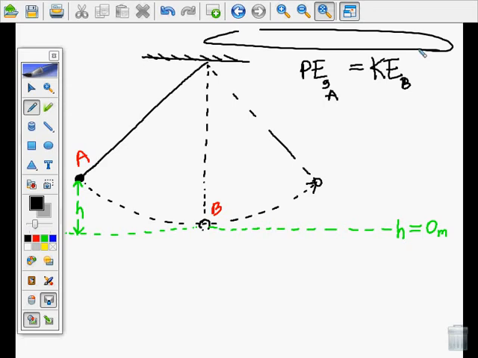Okay? And then the potential energy formula is mgh, and the kinetic energy formula is 1/2 mv squared. And notice the mass is going to cancel. The mass doesn't determine the velocity. And sometimes you're given the height and you have to solve for the velocity, and sometimes you're given the velocity and you have to solve for the height. But pendulums shout out conservation of energy problems.